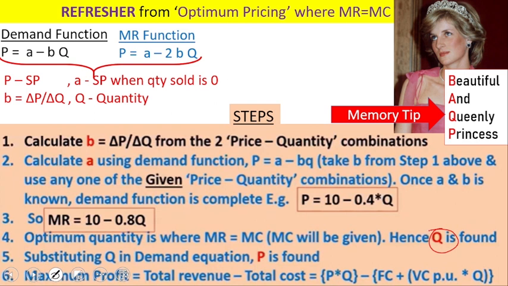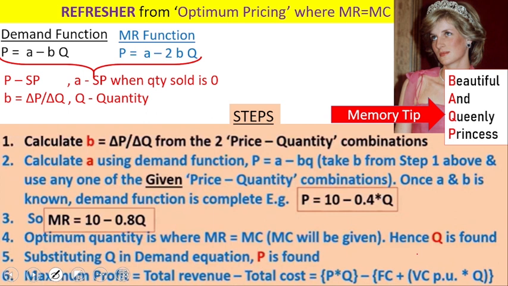Once Q is found, then you can substitute Q in the demand equation, and since P is the only unknown, you will be able to find out P. That is what is explained in step 5. Then the question may further ask you to find out the maximum profit. What is maximum profit? It is total revenue minus total cost. And what is total revenue? Price multiplied by quantity. And what is total cost? It is fixed cost plus the variable cost per unit multiplied by quantity. So these are the steps which have to be followed for optimum pricing.